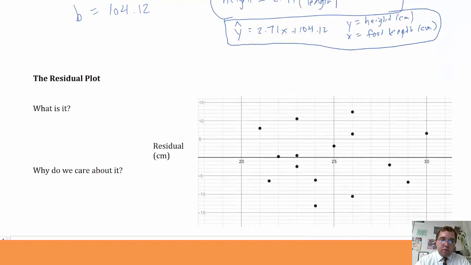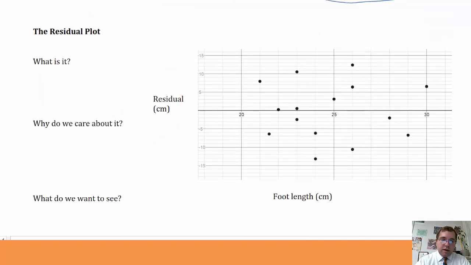Finally, the residual plot. What is it? Well, the residual plot is a scatter plot of the residuals. The residuals in this case are on the y-axis. The foot length, which was our x variable before, is still on the x-axis. So we've taken the residuals for each of those 15 points and we've plotted them as heights above or below the x-axis. So positive residuals are above the x-axis, negative residuals are below the x-axis. So it's just a scatter plot of the residuals.